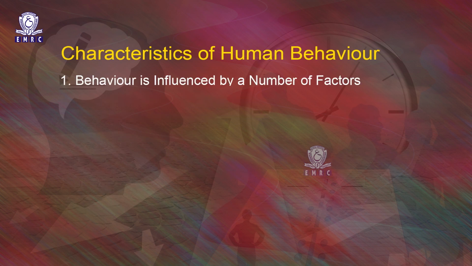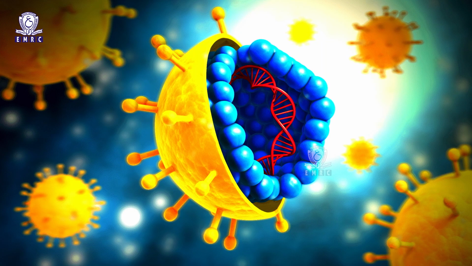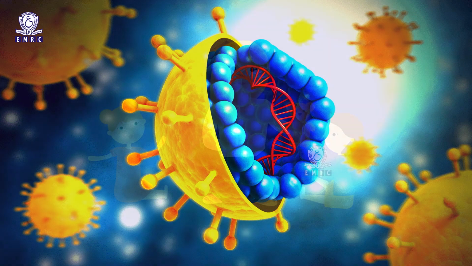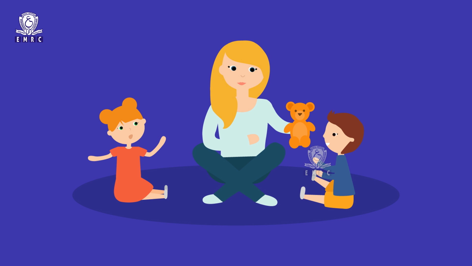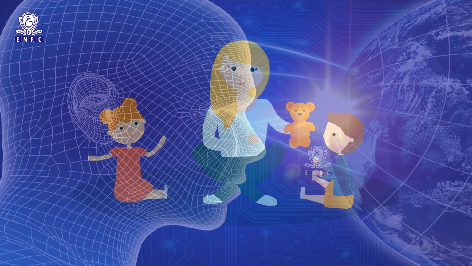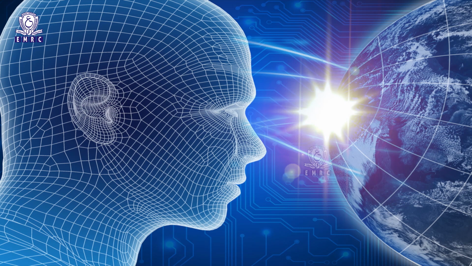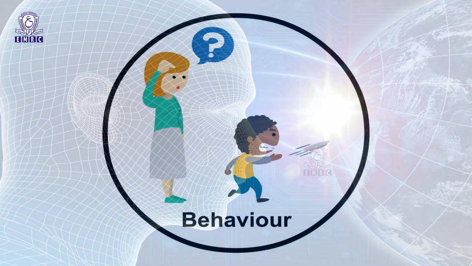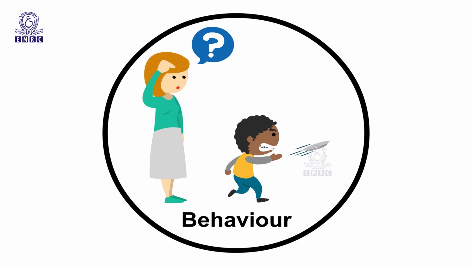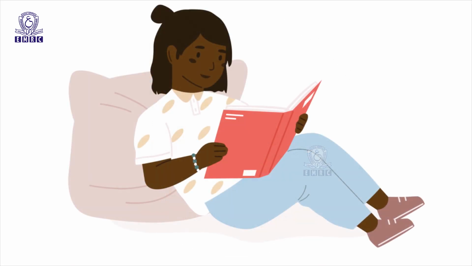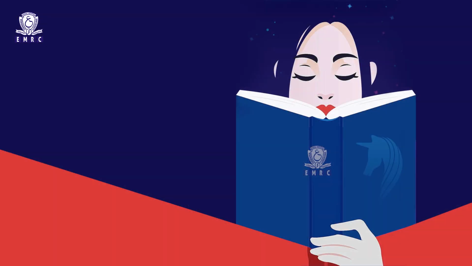1. Behavior is influenced by a number of factors. The behavior of a living organism is always influenced by a number of factors. Some forms of human behavior are influenced by a large number of factors, while other forms of behavior are influenced by fewer factors. Two examples of a simple form of behavior are as follows. You are sitting in your room reading a novel and suddenly your mother calls you. Immediately you leave your chair and respond to her call. Here, the factor which influences your behavior the most is your mother's voice.